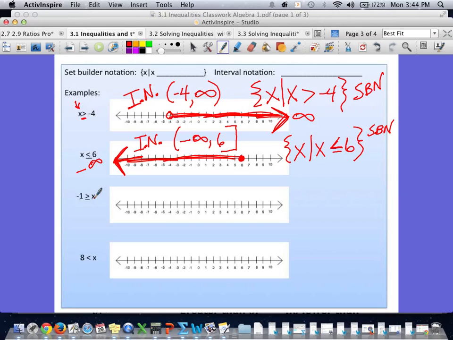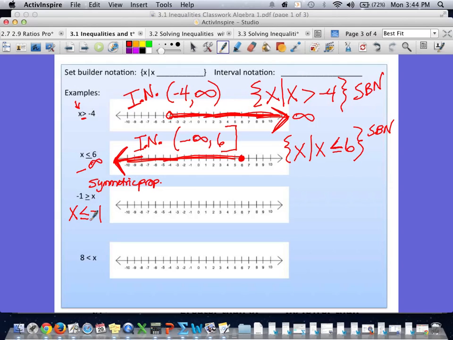Notice how my x is on the wrong side. I'm going to use the symmetric property and flip it around. So that would be x less than or equal to negative 1, because I have to have the symbol look exactly the same as when I flip it around. It's pointing to the x, so it's got to be pointing to the x here.